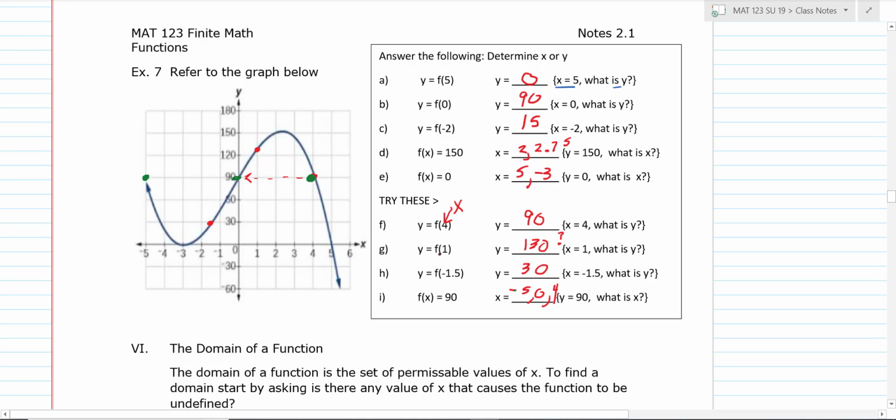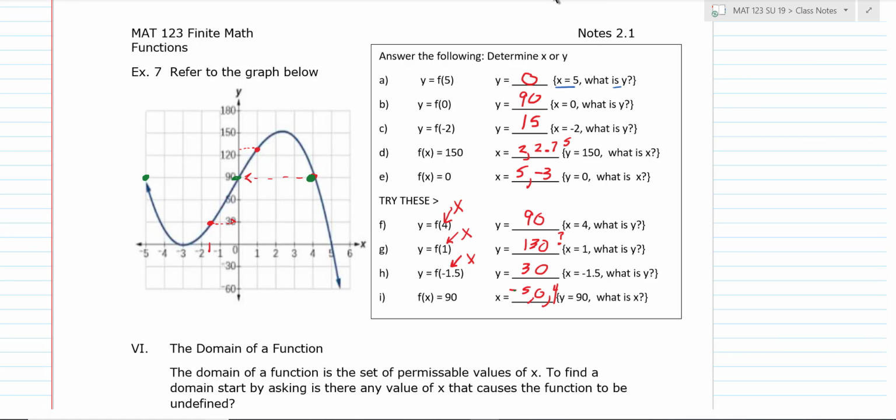Okay, the next one says if x is 1, what is y? So you go over to x equals 1, you go up to the graph, and I just estimated. I thought that was probably 130. If you didn't put 130, you're not wrong, because we're estimating. Maybe it's 129, 128. It's more of an estimation factor on this. And then this one is saying if x is negative 1.5, which would be there, what's the y value? To me, that looked pretty clear. That y value was 30.